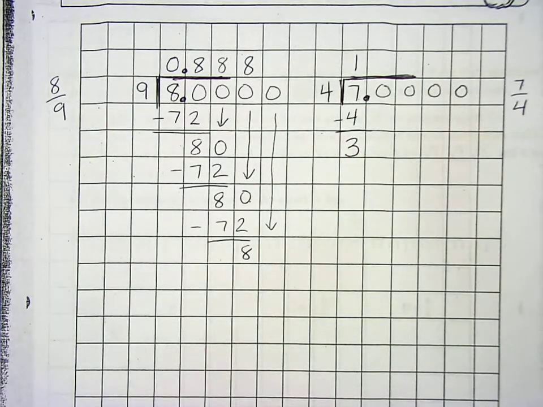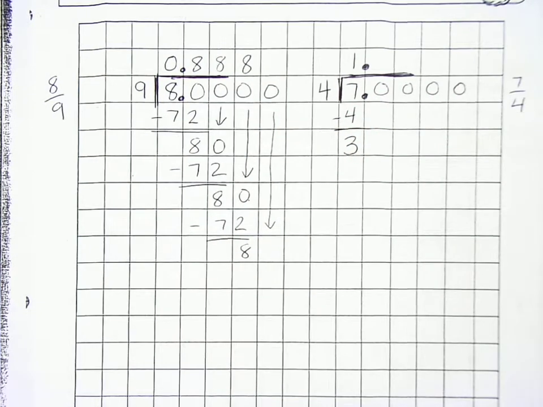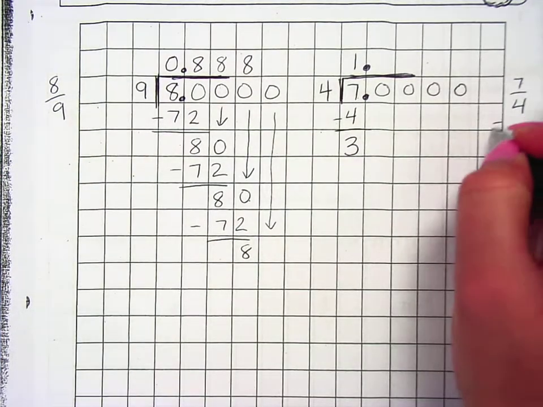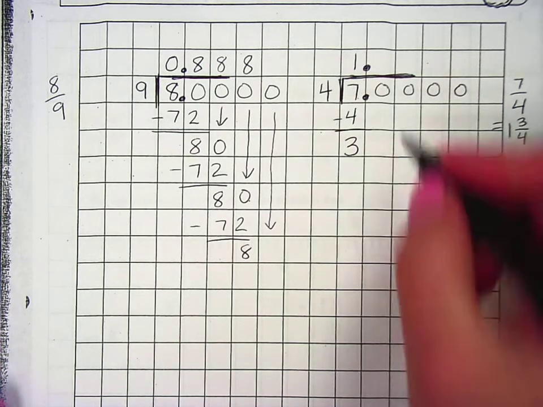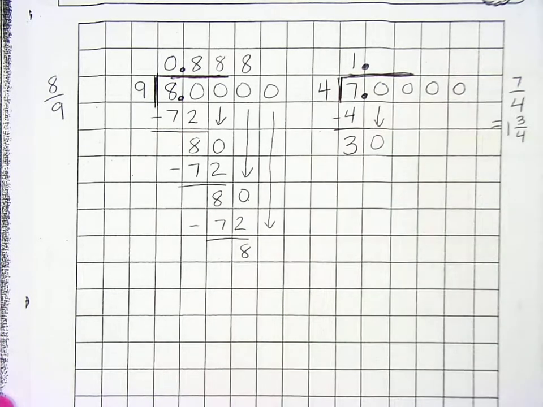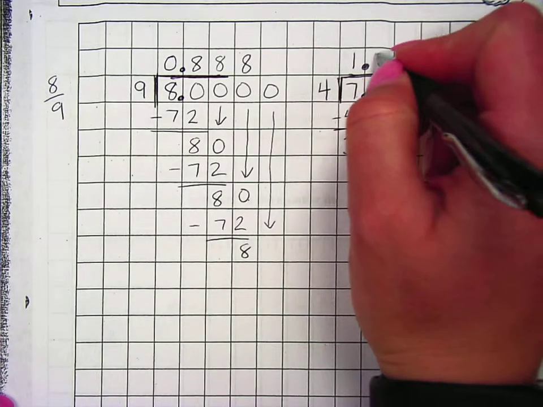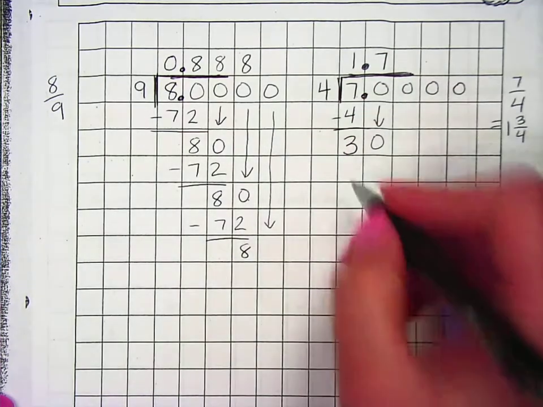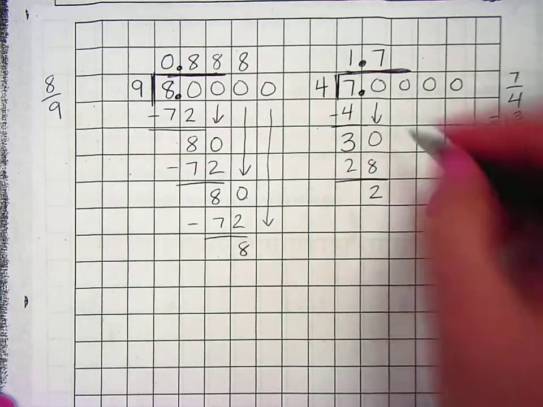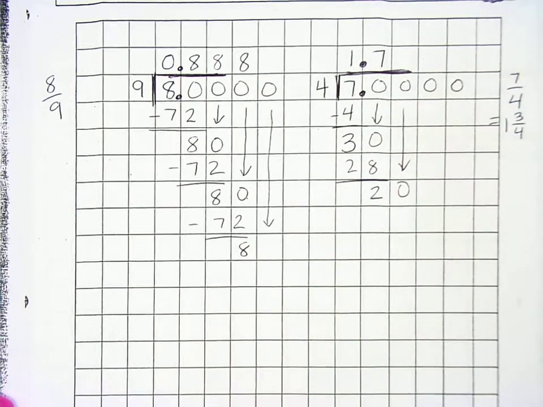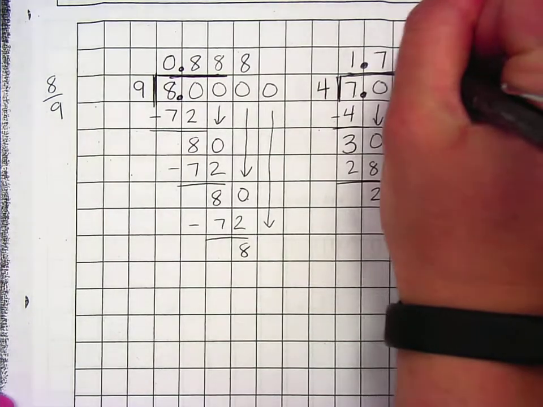I can add as many zeros as I'd like. So my answer is going to be 1 and then something left over. 7/4 is the same as 1 3/4 if I was to write it as a mixed number, so that makes sense. This should be 1 point something. I'm going to go ahead and bring down my next zero then. So 4 goes into 30 7 times. 7 times 4 is 28. That will leave me with 2. I'm going to bring down a 0. 4 goes into 20 5 times.